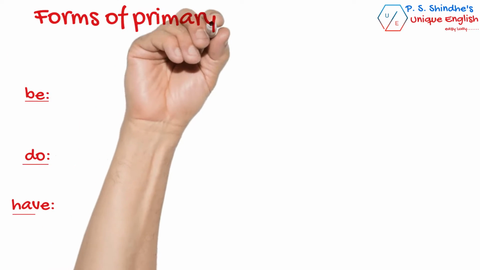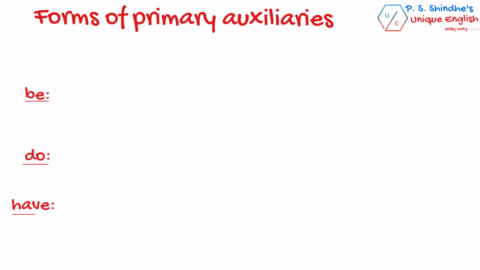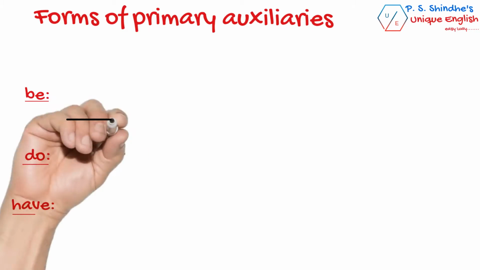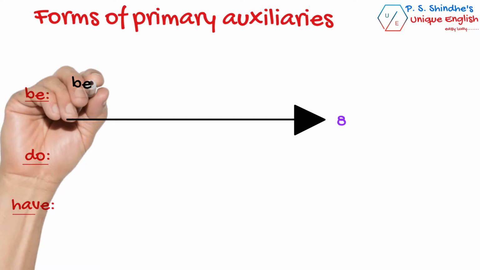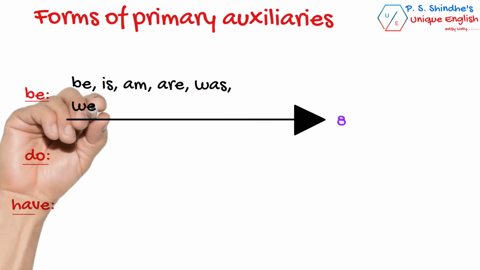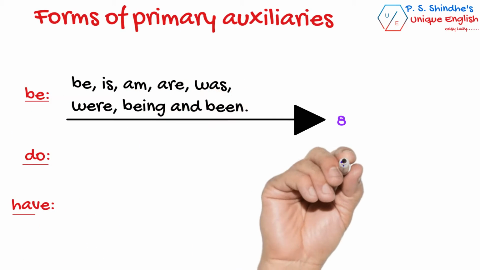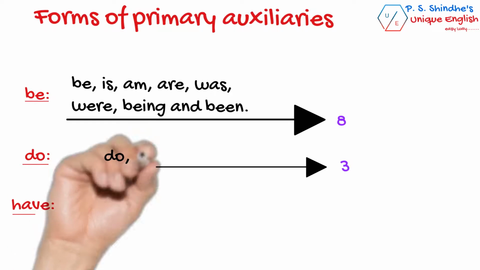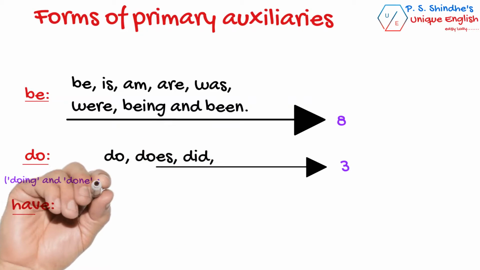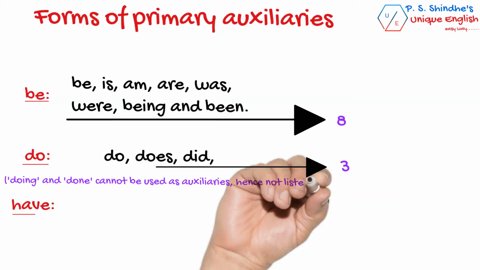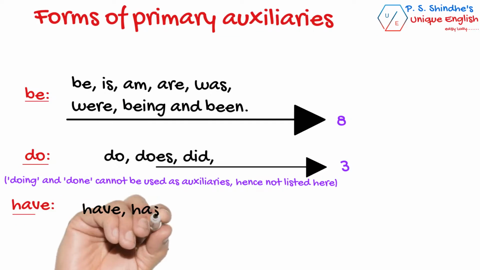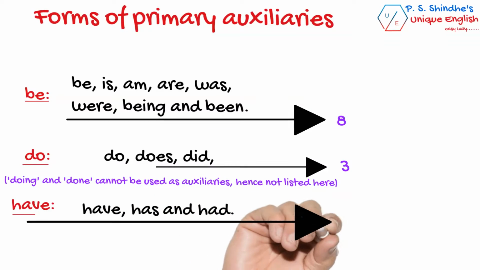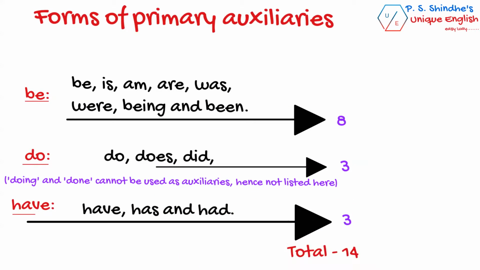Today we'll learn how to use these primary auxiliaries without any mistakes concerning their counterparts. Let's know all the forms of be, do, and have auxiliaries first. There are 8 forms of be: be, is, am, are, was, were, being and been. 3 auxiliary forms of do are do, does, and did. Doing and done cannot be used as auxiliaries, hence not listed here. And the auxiliary forms of have are have, has and had. These 3 primary auxiliaries make 14 auxiliaries in total.